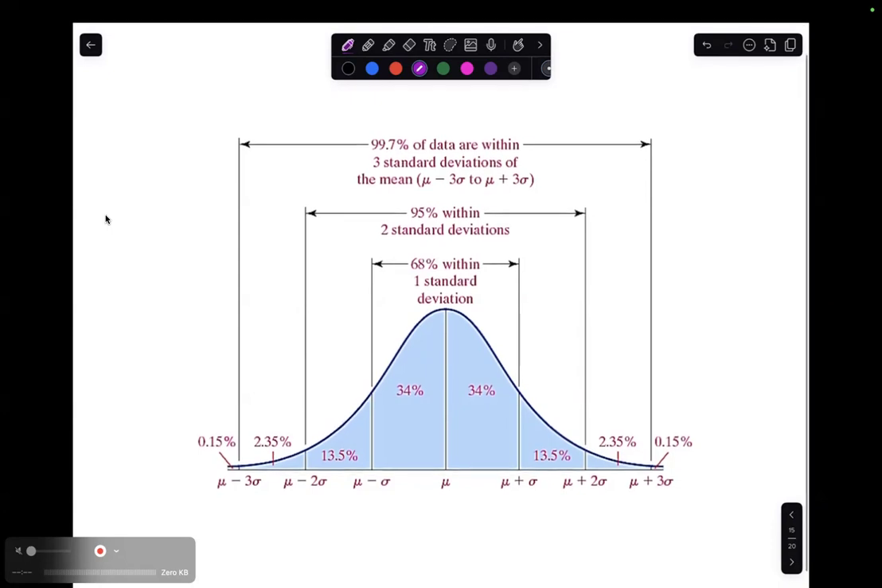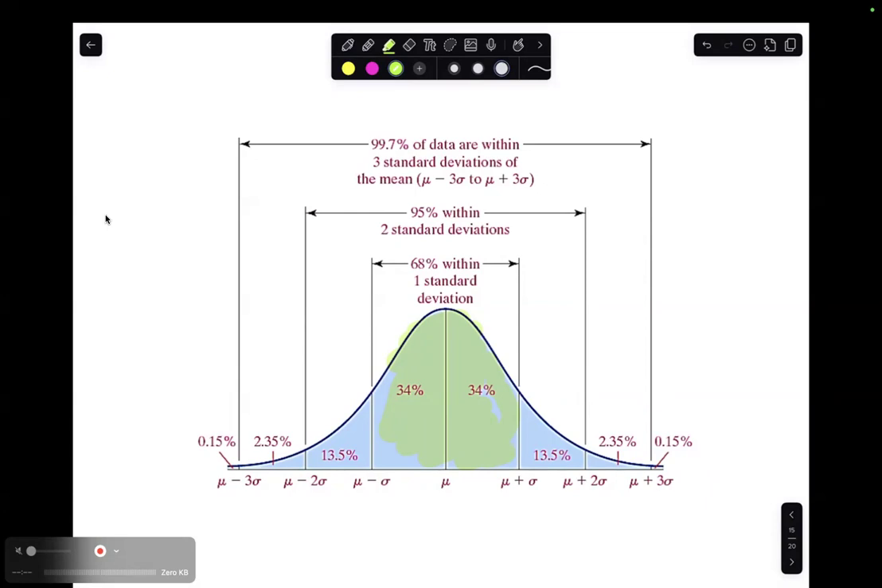So this is the empirical rule. In here is 68% of my data. 68% of my data is going to lie in here. 34% will be between the mean and one standard deviation above the mean. 34% will be between the mean and one standard deviation below.